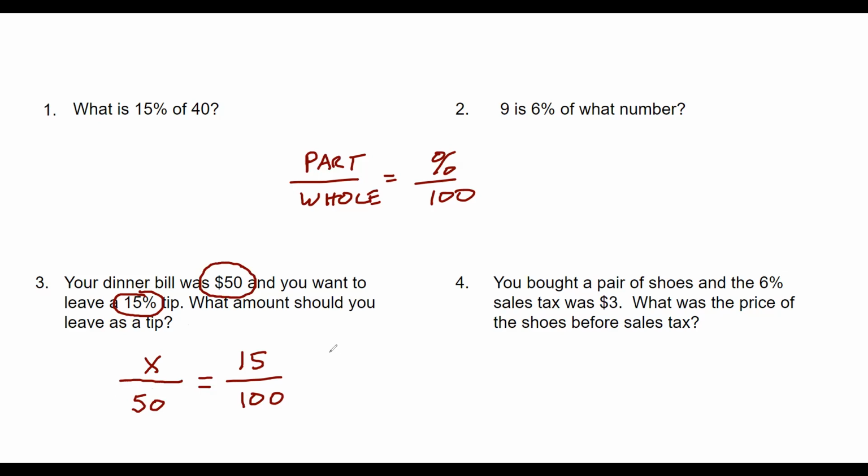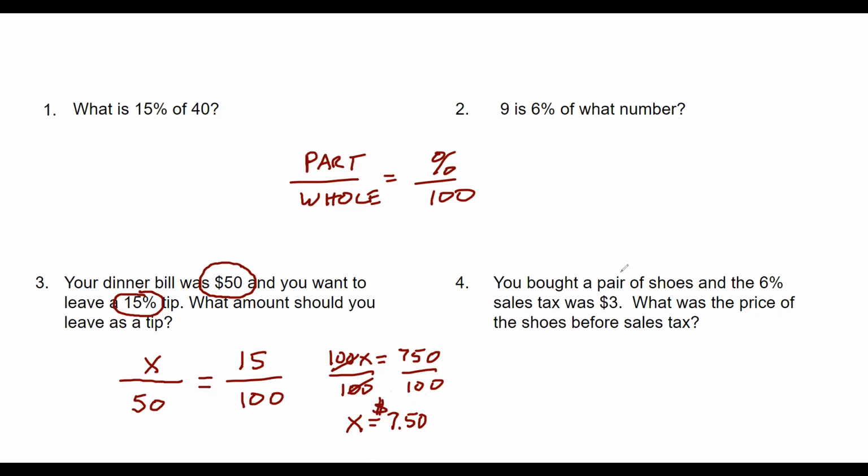Multiply using the x. 100x is equal to 50 times 15, which is 750. And then we divide both sides by what x is being multiplied by. Again, it's okay to use your calculator for these. That leaves us with x is equal to 750 divided by 100, which is $7.50. That would be the amount of the tip.